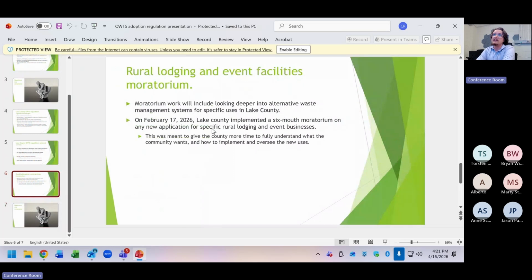So the rural lodging and events facilities moratorium is going to be kind of a phase 2 of our regulation adoption process here. This first phase, like I've said, is really just to be compliant with the required changes of CDPHE's regulation 43. So just trying to get compliant, do minor changes on there, and not really trying to shake the tree too much with that. But through the moratorium work here, we're definitely going to take a deeper look into different alternative waste management systems, the vault privy systems, composting chemical toilets, really on a bunch of different property types.